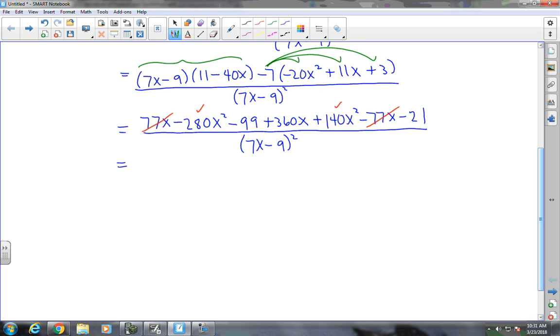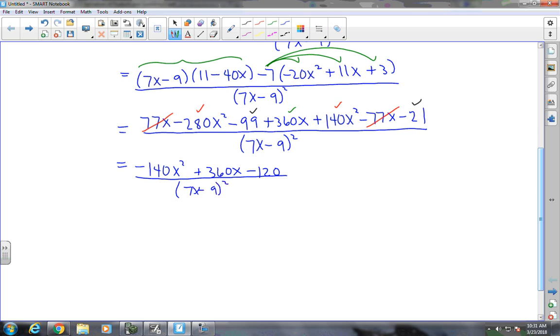That's going to give us negative 140x squared. Next term we should include would be this plus 360x, so that we can have it in descending order. And then we've got a couple of constants to combine. We have negative 99 minus 21. That gives us minus 120, all divided by 7x minus 9 squared.